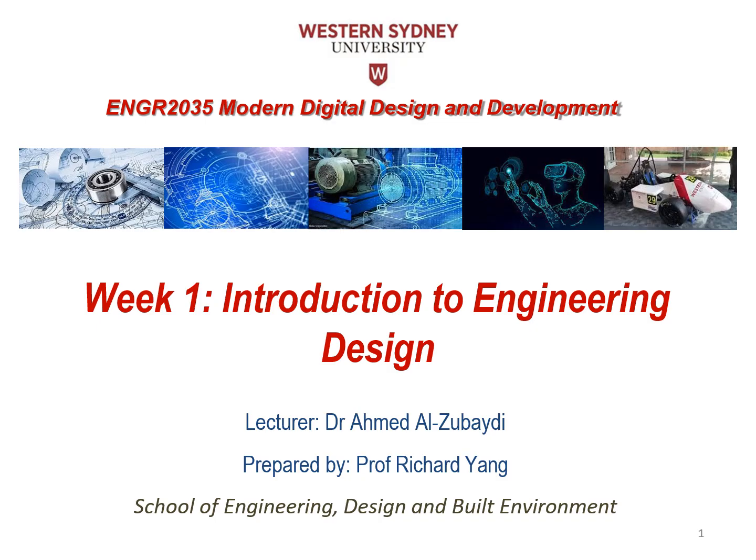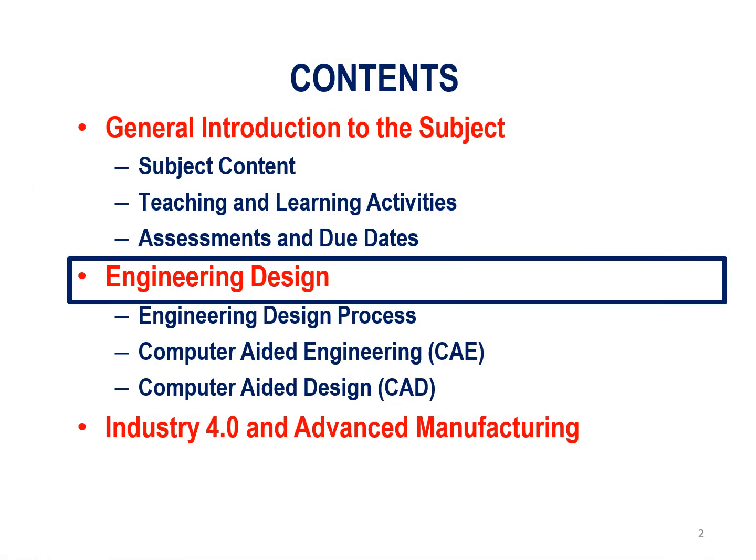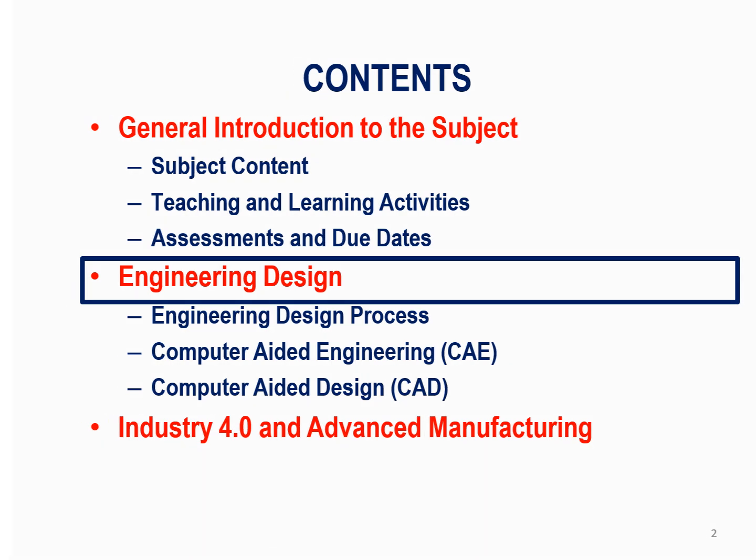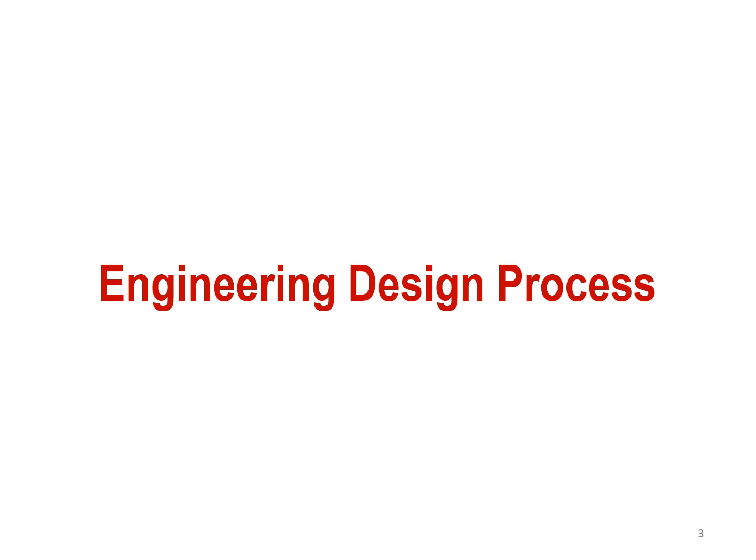Okay, now we'll start with part number 2 of the week 1 lecture, and we're going to go through the contents of this lecture as follows. The topic we're going to cover right now is engineering design, and we're going to go through the engineering design process in general. Then we're going to talk about computer-aided engineering and computer-aided design, and then we're going to come to a brief description of Industry 4.0 and advanced manufacturing. We'll start with the engineering design process.